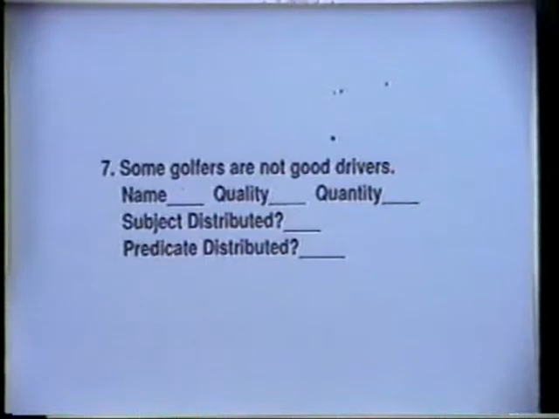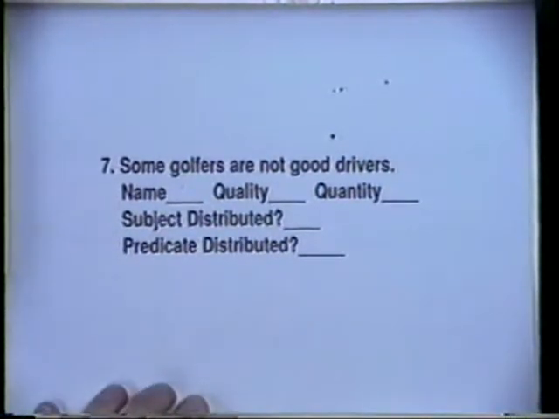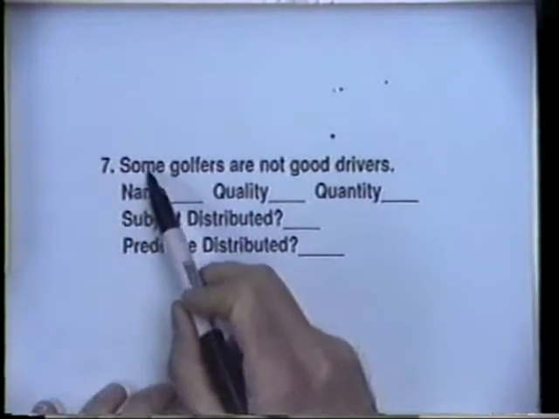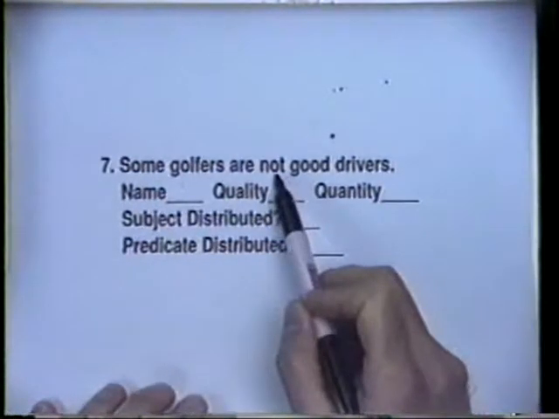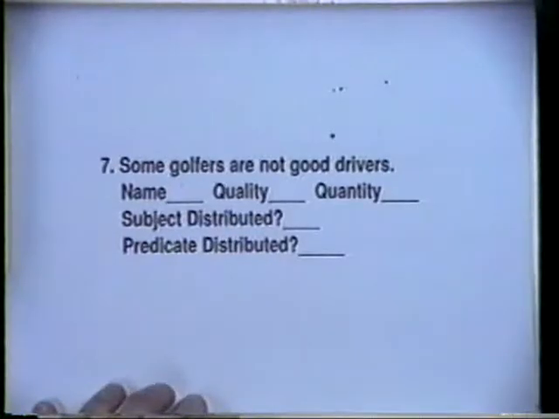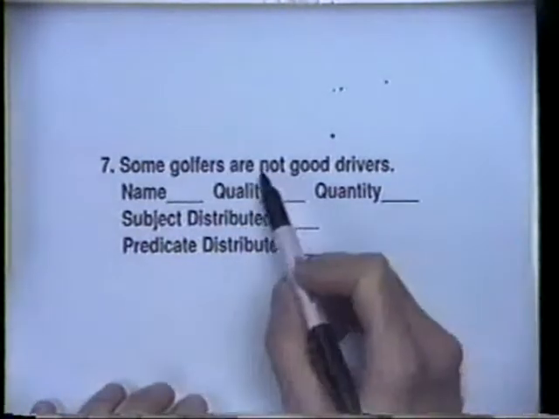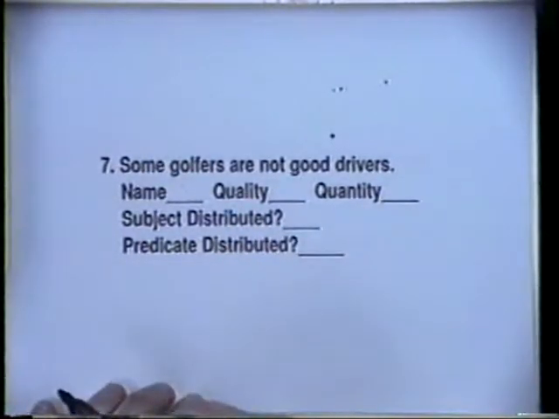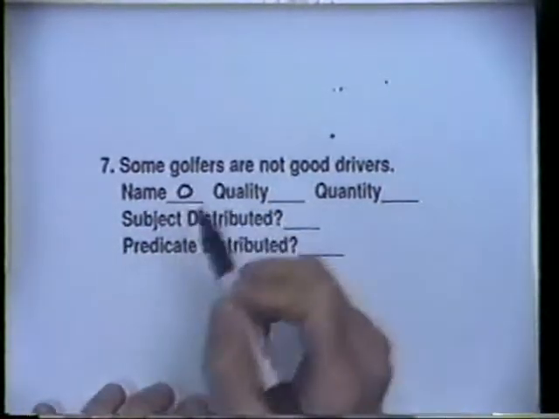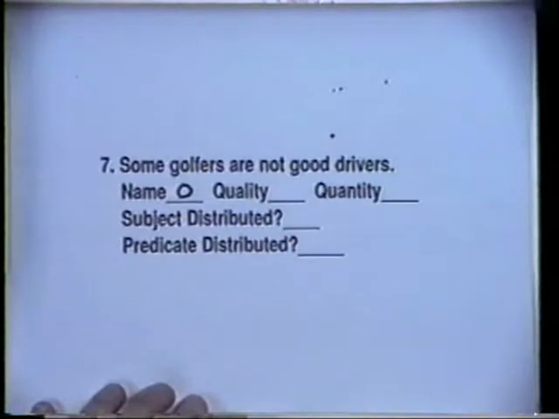Okay, a couple more. Some golfers are not drivers, not good drivers. We want the letter name of this sentence. You look at the sentence, you see that it is of the form some S are not P. And remember, since it's negative, we want to think about the word nego, and we come up with the answer O, because that's the second vowel in the term nego.